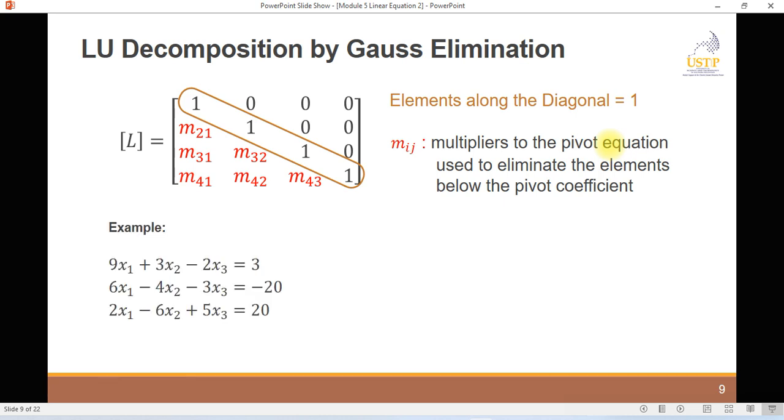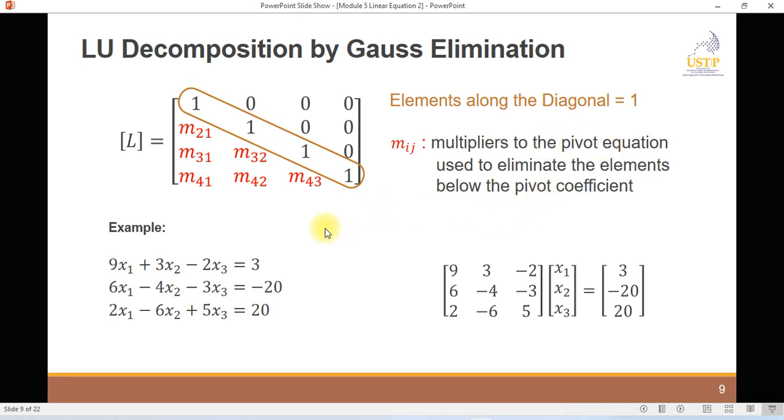So, for example, we have this system of linear equations: 9x1 plus 3x2 minus 2x3 is equal to 3. Then 6x1 minus 4x2 minus 3x3 is equal to negative 20. Then we have 2x1 minus 6x2 plus 5x3 equals 20. And then we can translate that into the coefficient matrix containing 9, 3, negative 2, 6, negative 4, negative 3, 2, negative 6, and 5, multiplied by the matrix of unknowns x1, x2, and x3, equals the constant matrix 3, negative 20, and then 20.